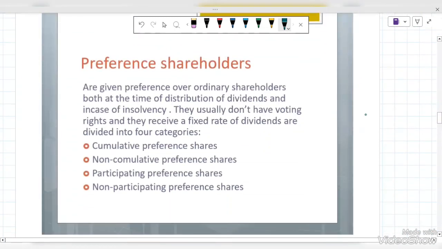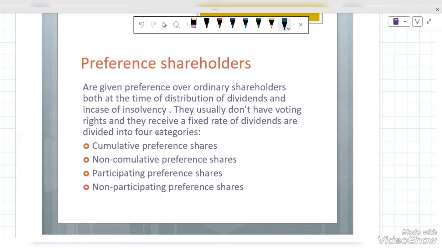Now let's discuss the preference shareholders. They are given preference over ordinary shareholders, as I discussed above, both at the time of distribution of dividends and in case of insolvency. Insolvency means bankruptcy. It means the company is not willing to continue its operations, or is not able to pay its debts. It is making losses continuously, which is why it goes bankrupt. So insolvency is basically bankruptcy.